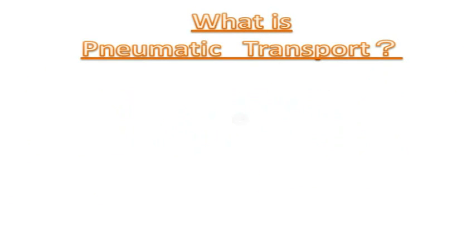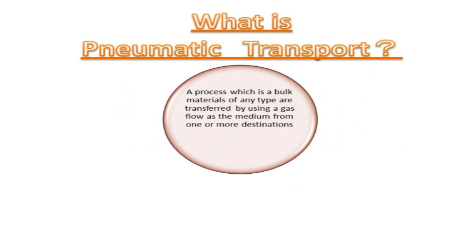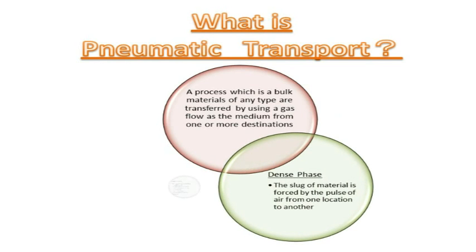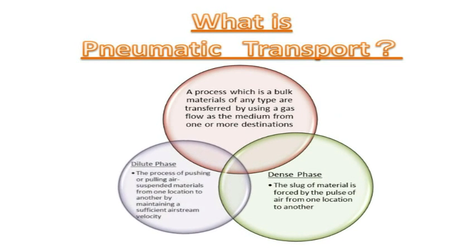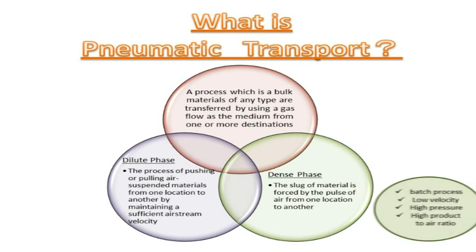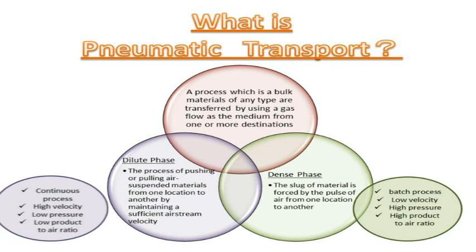What is pneumatic transport? Pneumatic transport is a process in which bulk material of any type is transferred by using a gas flow as the medium from one or more locations to a destination. There are two types of pneumatic transport. Dense phase is where a slug of material is forced by a pulse of air from one location to another. The dilute phase is the process of pushing or pulling air suspended material from one location to another by maintaining a sufficient airstream velocity, with its characteristics as shown.